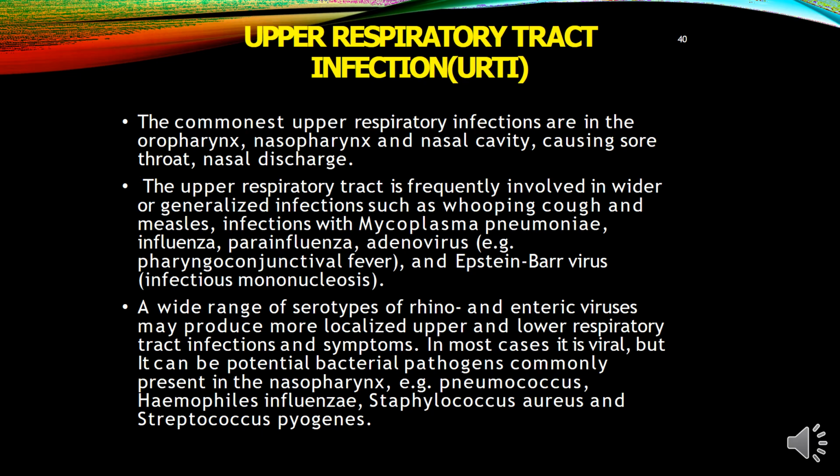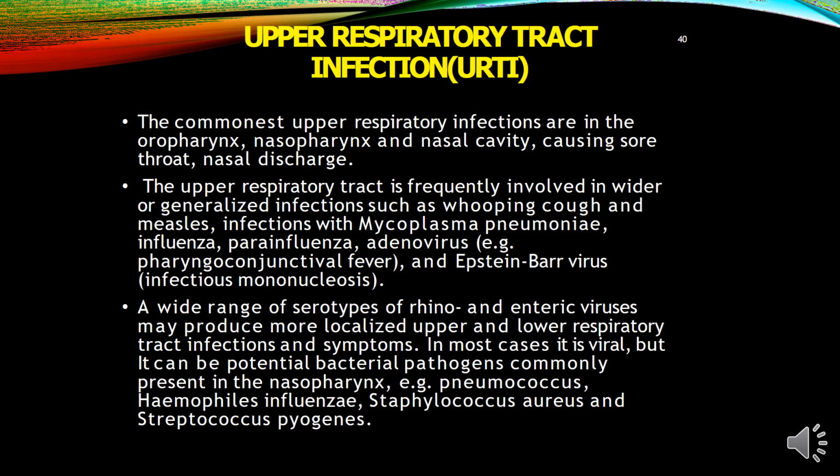The respiratory tract is broadly classified into upper and lower respiratory. Upper respiratory tract infection: the commonest type of respiratory tract infection involves the oropharynx, nasopharynx, and nasal cavity, causing sore throats and nasal discharge. The upper respiratory tract infection is mostly in wider and general infections such as whooping cough and measles, infections of Mycoplasma pneumoniae, parainfluenza, influenza, adenovirus, and EBV.